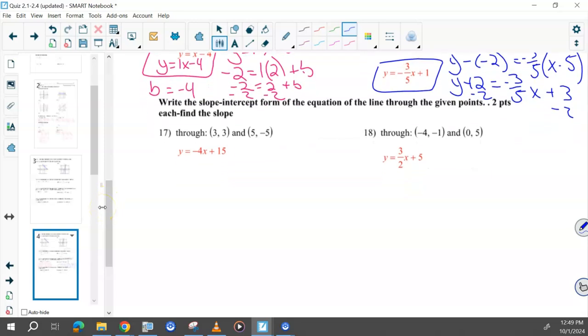For 17 and 18, you had to find the slope first. So this would be negative 5 minus 3 over 3 over 5 minus 3. Which would simplify to negative 4.